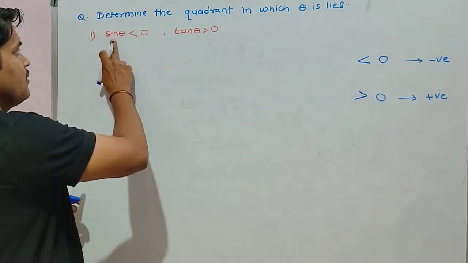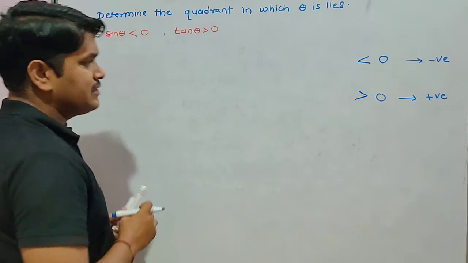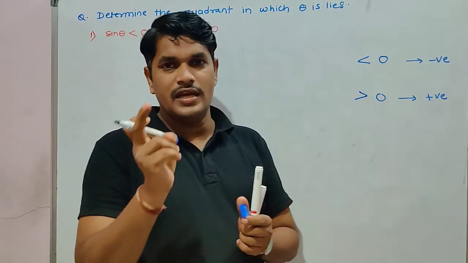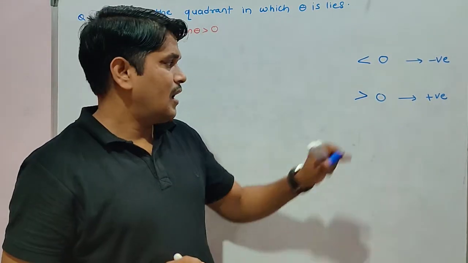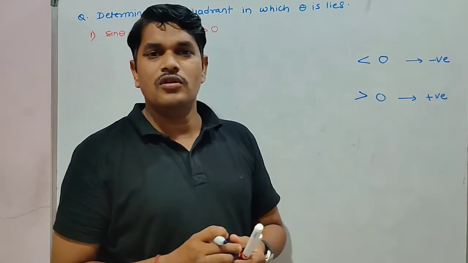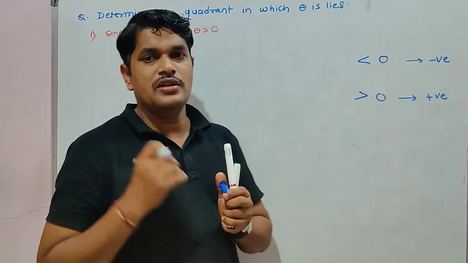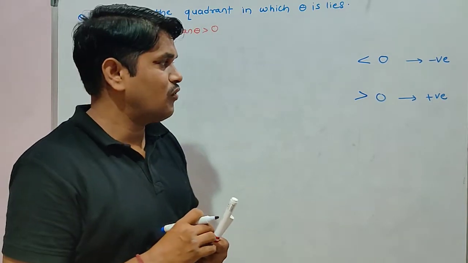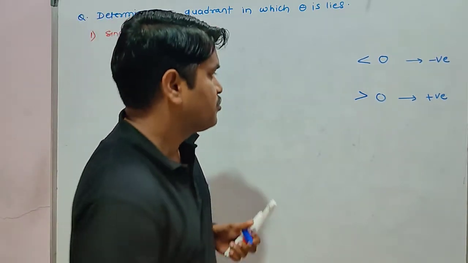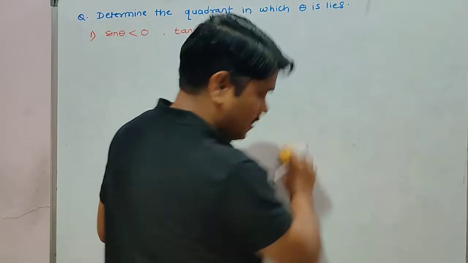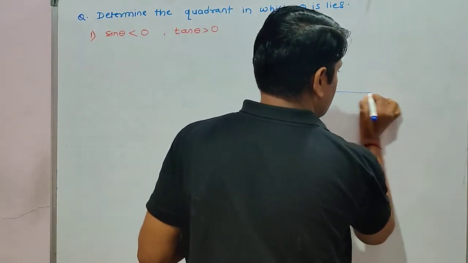Okay. So here sin theta is less than 0, which means sin theta is negative. And greater than 0 means tan theta is positive. समजलं? Less than 0 means negative values and greater than 0 means positive values. Understood?